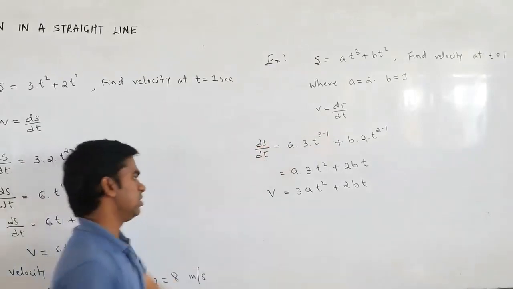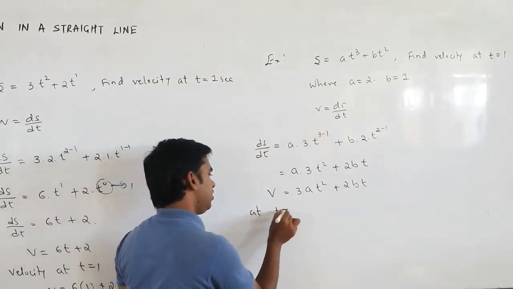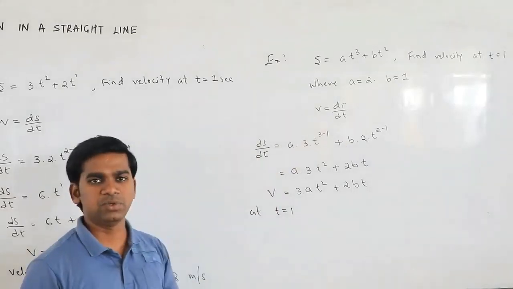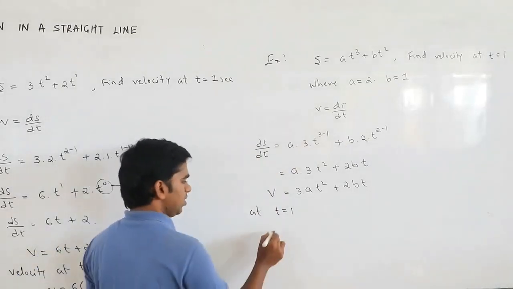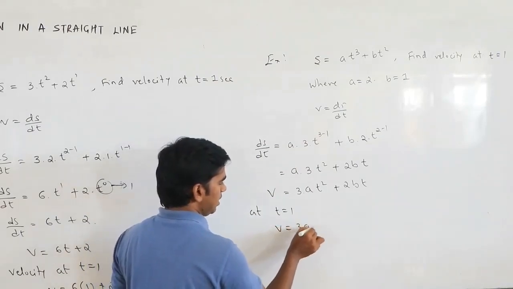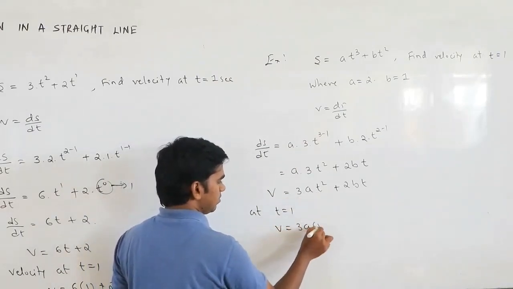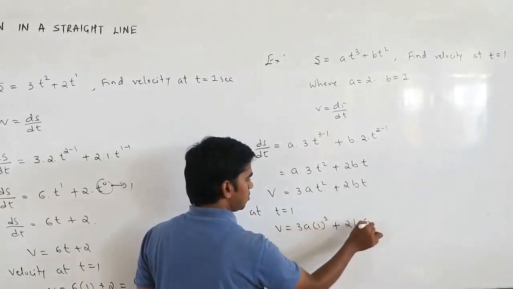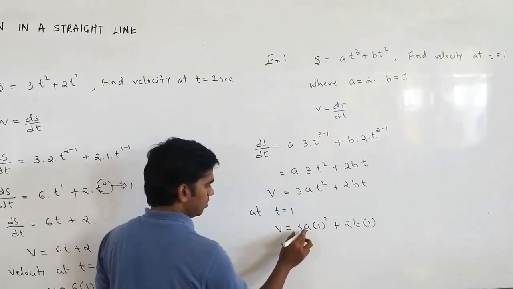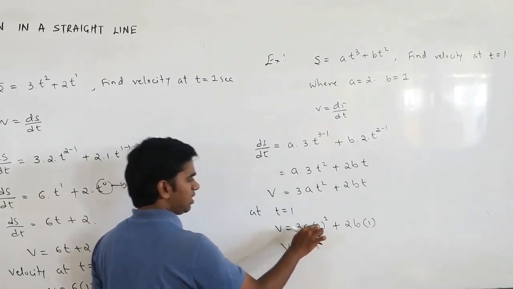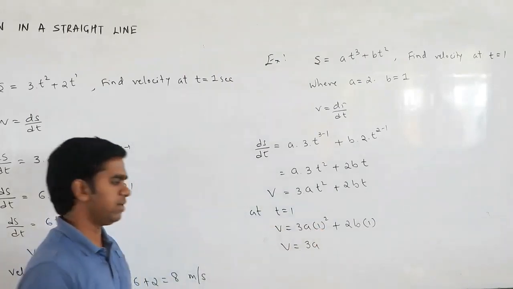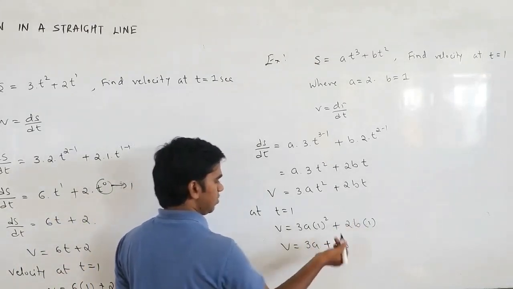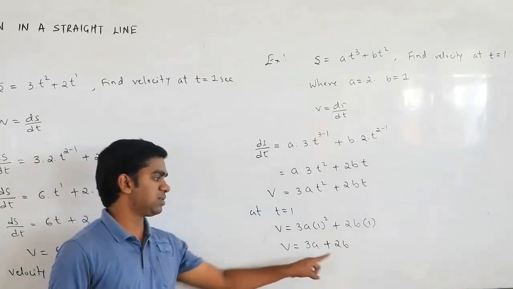What next are they saying? At t equals 1. So at t equals 1 means what? Substitute 1 wherever t is there. Okay. So v equals 3a t squared with t equals 1, plus 2b t with t equals 1. So velocity equals 3a into 1 raised to 2. 1 squared is 1 only, so no need to worry about that. Plus 2b into 1 is 2b only. So this is the velocity.